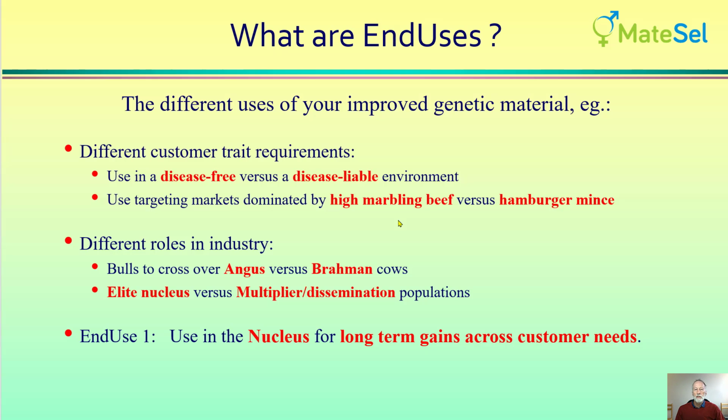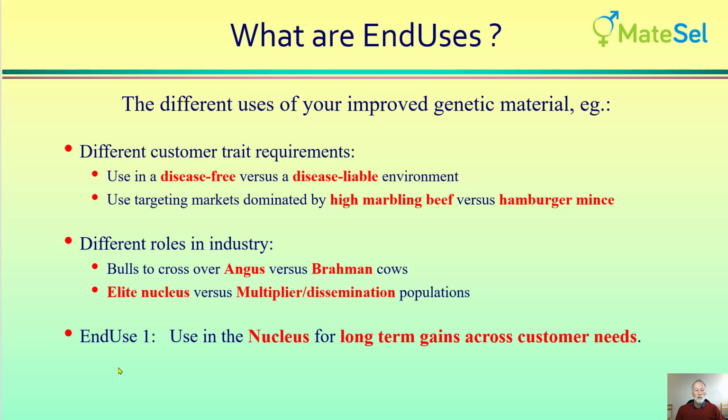Other examples relate to the different roles in industry. So you may have bulls that are destined to be used for crossing over Angus cows versus Brahman cows. And the key different roles in industry are the elite nucleus breeding animals in your own nucleus and possibly the nucleus of others who buy from you, as opposed to multiplier and dissemination populations. And these may differ in terms of trait requirements, but that's not necessarily the case to make good use of the end uses feature, and I'll give an example of that later.